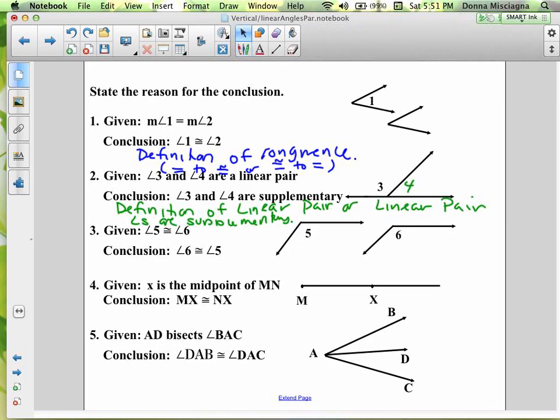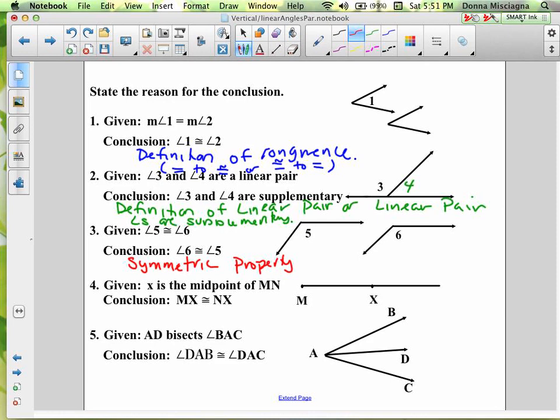We're given that angle 5 is congruent to angle 6. We can make this conclusion. Angle 6 is congruent to angle 5. Why can we say angle 6 is congruent to angle 5? Just because we know angle 5 is congruent to angle 6. Right? In your head, do you know which property I'm going to write down? It's the symmetric property. All right, so that's the symmetric property. And it just means we can switch sides when we have an equals or congruent.